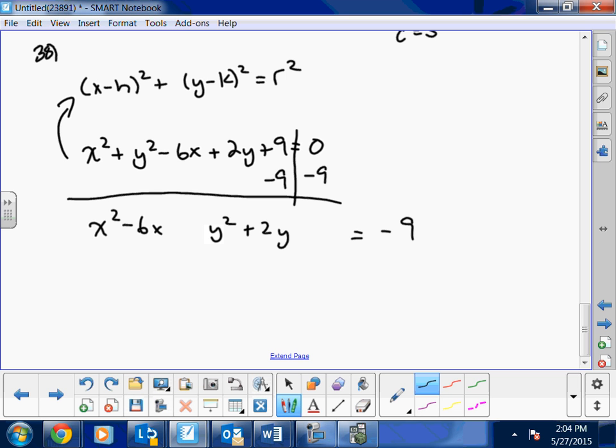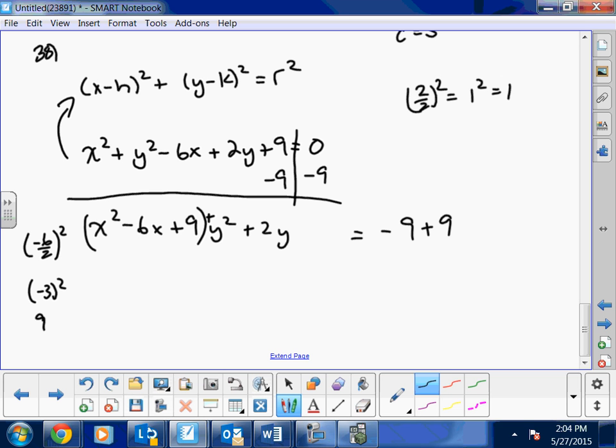Now, we've got to get this magic number, which is achieved by taking -6 divided by 2, which is -3, and squaring it. So we'll get -3 squared, which is 9. So when I add 9 here, I've got to add 9 here. And I'll do the other one as well. Let me do it over here. 2 over 2 squared, 1 squared, 1. Plus 1, plus 1. So this is going to be plus 1.